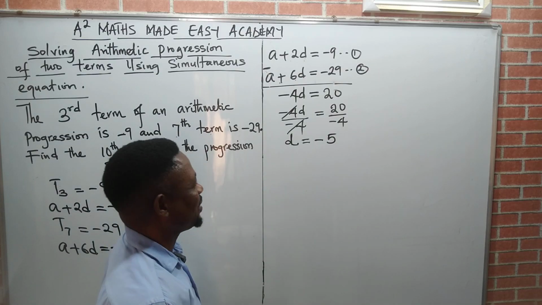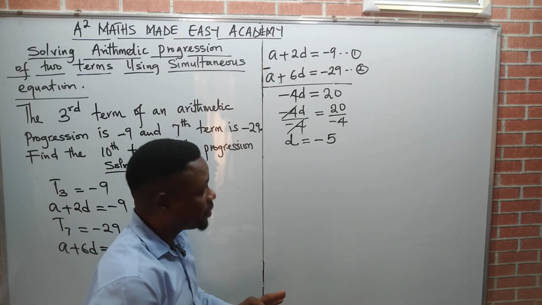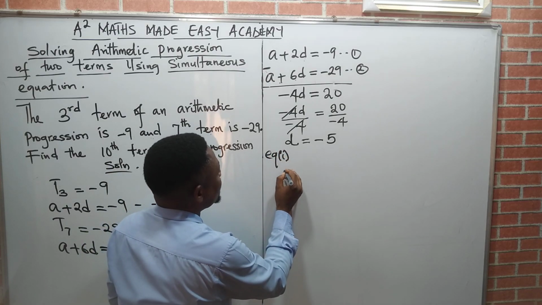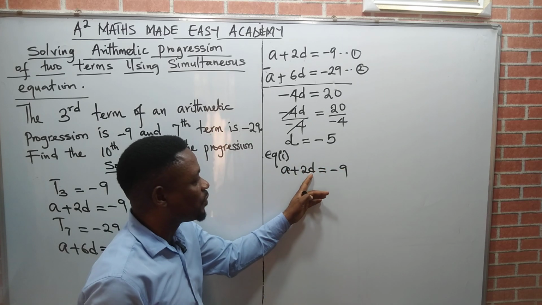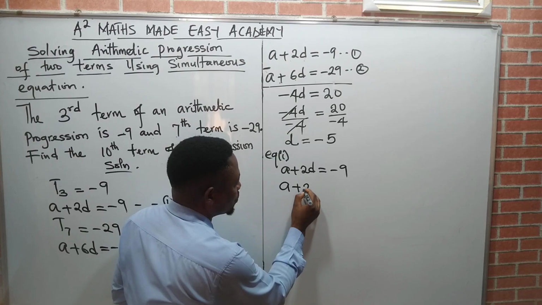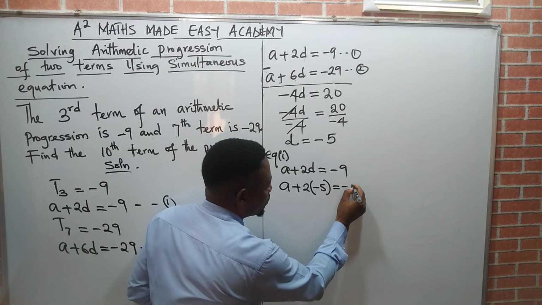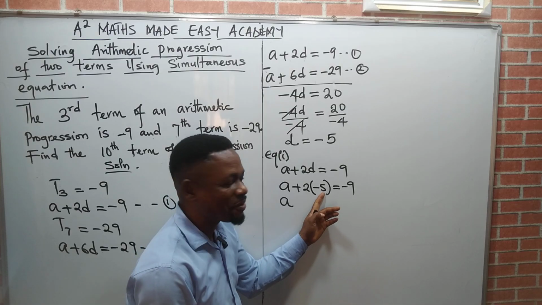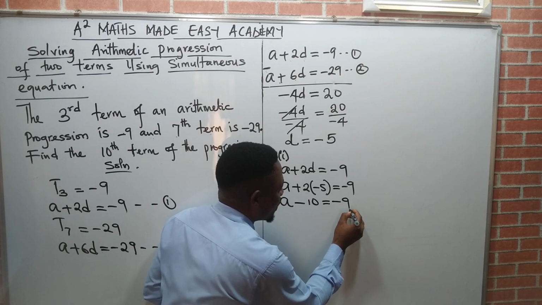So what next is the first term, which is A. How do we get A? I can use either equation 1 or equation 2. Anyone can solve, but let me use equation 1. So we get to equation 1 that says A plus 2D is minus 9. Mind you that we've gotten the value of D. So let's substitute, so that I will have A plus 2, then open the bracket. What is D? Minus 5. Then equal to minus 9. Can we now say A plus 2 times minus 5 will give us minus 10, then it is equal to minus 9.